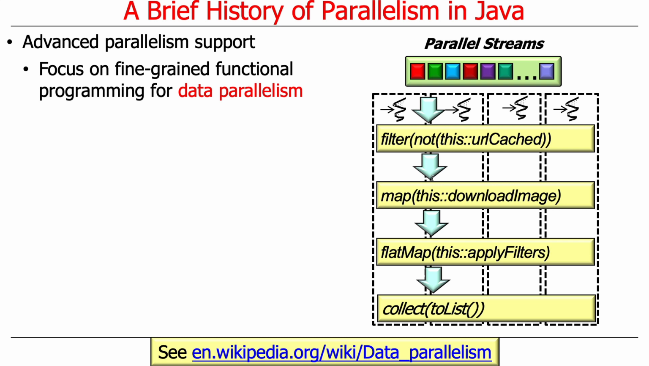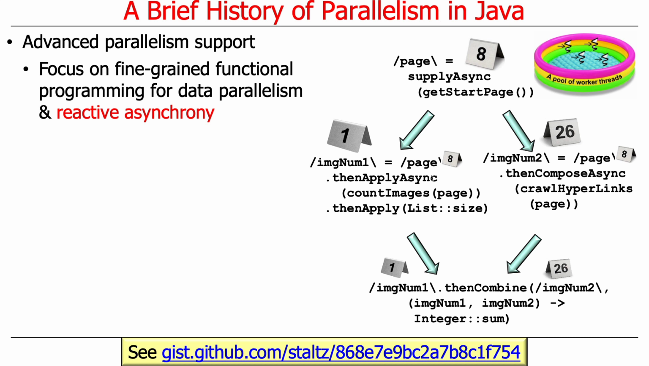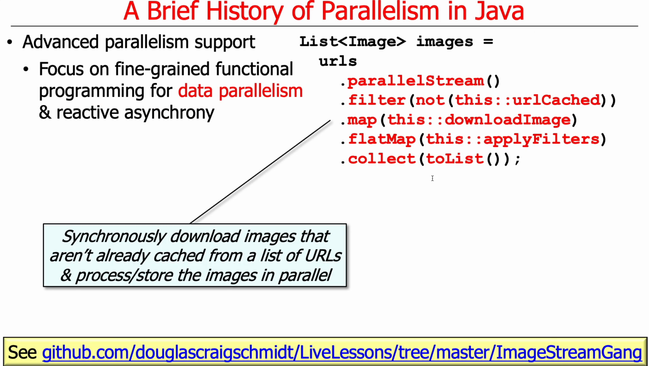But basically, this is fine-grained functional programming for data parallelism, which is what parallel streams provides. So you can have a bunch of threads that will transparently process data as it flows through the operations in the stream. And then they also added support for so-called reactive asynchrony, which is what you get with completable futures. So that gave you the ability to split things up into small chunks and then reassemble them.